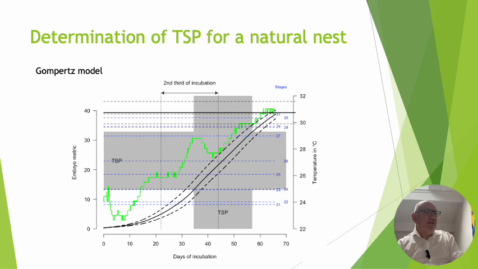And you see that the TSP is completely shifted to the right as compared to the second third of incubation. So it is clear that the second third of incubation is not the TSP when temperature varies. It is the TSP for constant incubation temperature, but it is never the TSP from a field nest. This is one very common mistake in publications.